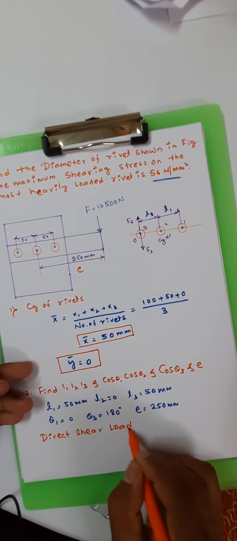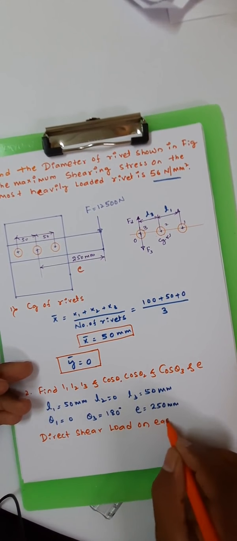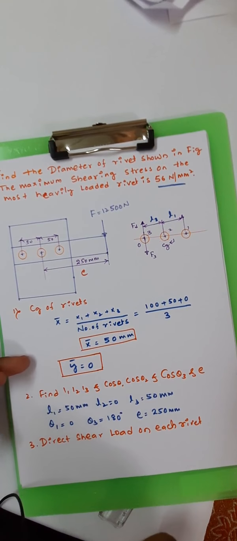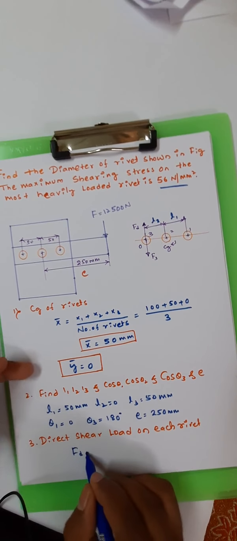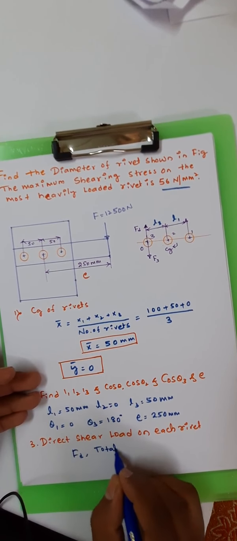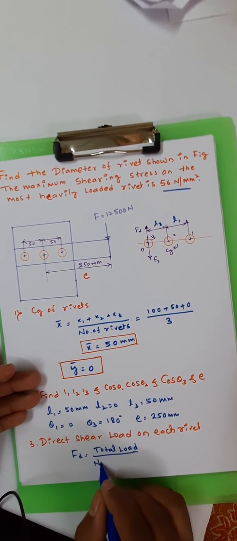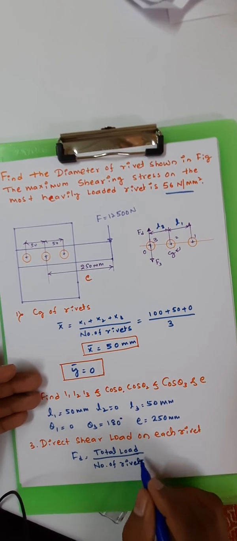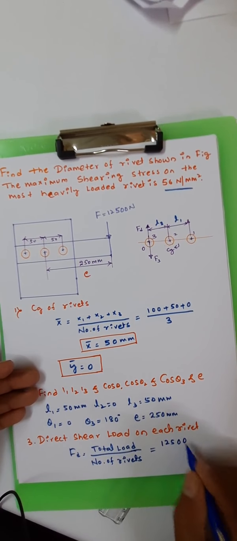Direct shear load on each rivet. How to find out the direct shear load on each rivet? So Fd is equal to total load divided by number of rivets. So that is equal to 12,500 divided by 3.